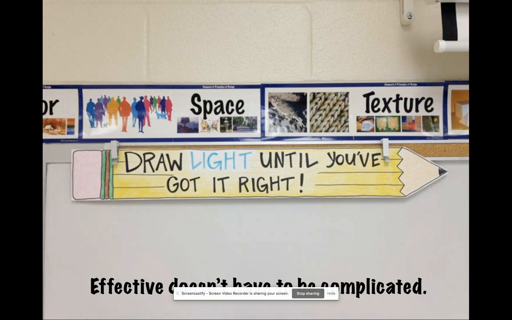So making a simple and uncomplicated visual like this, that uses the pencil as a background, helps the kids immediately go, "Oh yeah, with my pencil, I'm going to draw light till I get it right." And it becomes something that you'll hear kids say out loud to themselves in their verbal self-talk as they remind themselves to do these things.